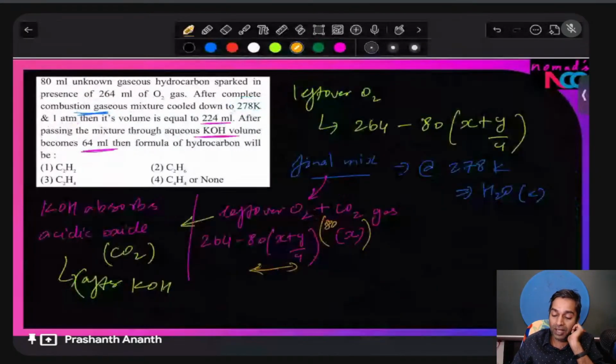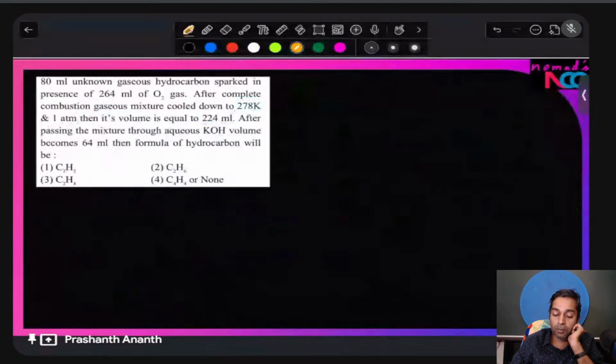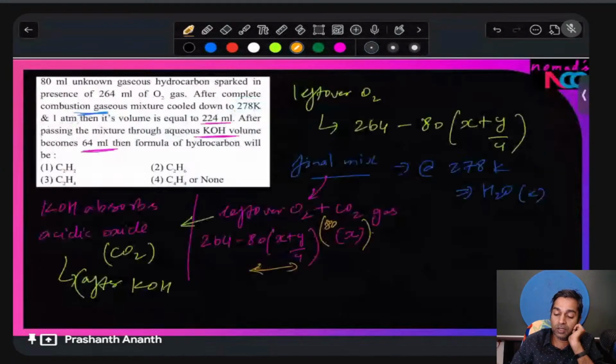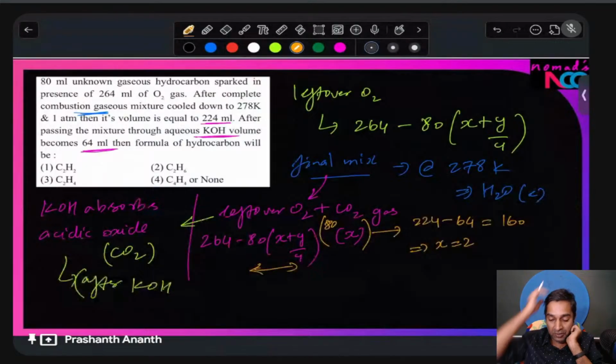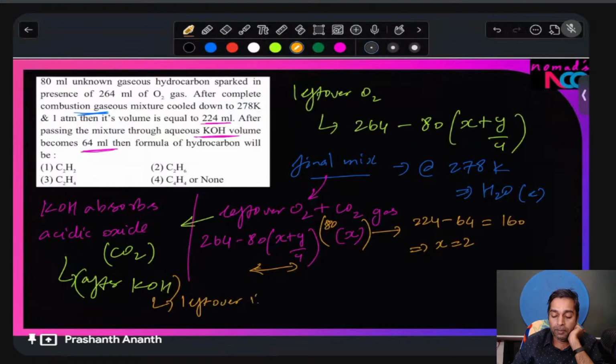So this 80 into x is now going to be equal to 224 minus 64, which of course works out as 160, meaning x works out as 2. So if x works out as 2, we are now unfortunately left with 3 options, which we'll have to check. When you have 3 options to check, the easiest way to proceed is to substitute in the oxygen and finish it off. After KOH, leftover is going to be only oxygen. Leftover is O2 only, and that is going to be 64 ml.